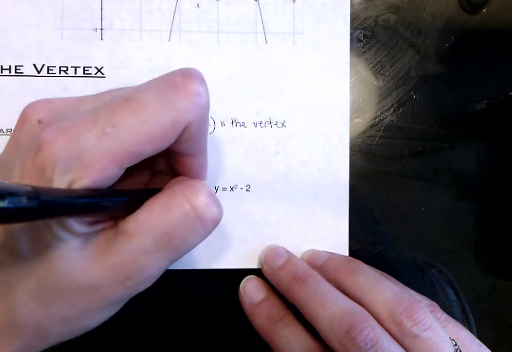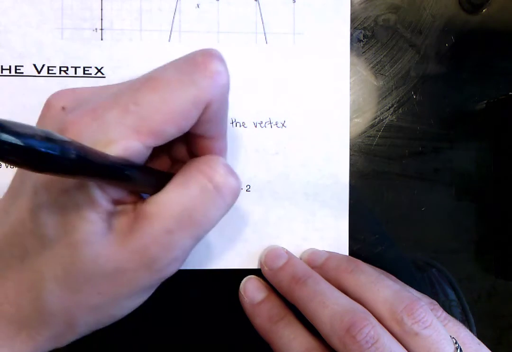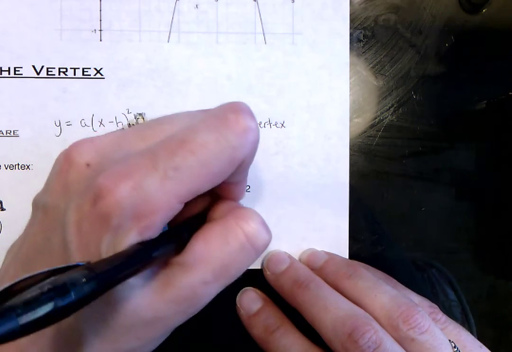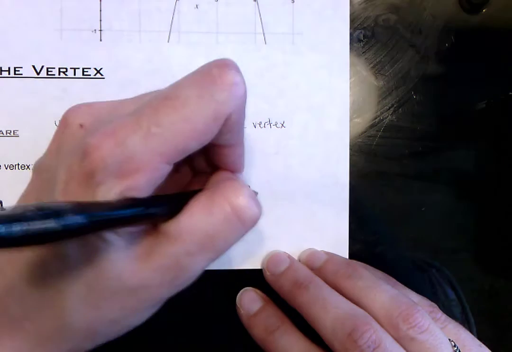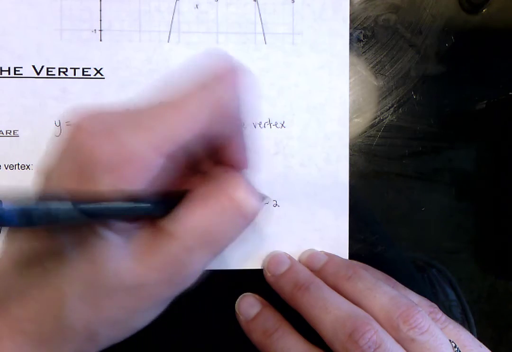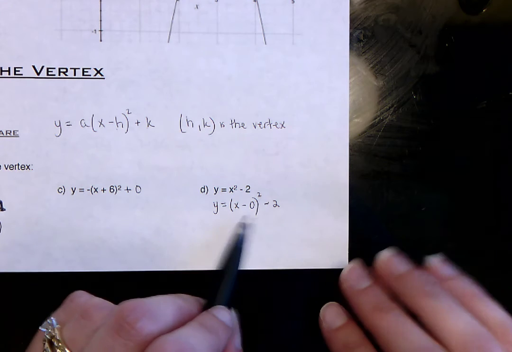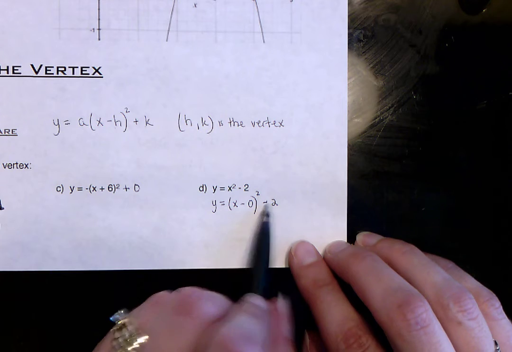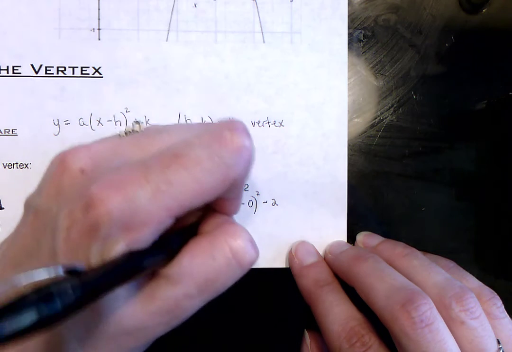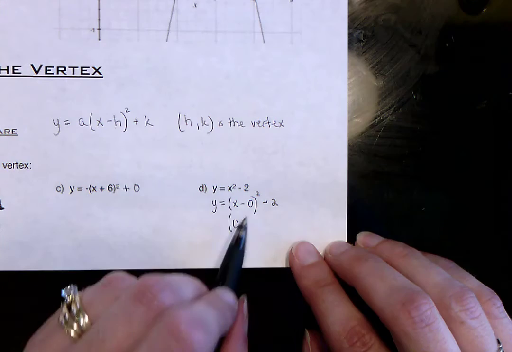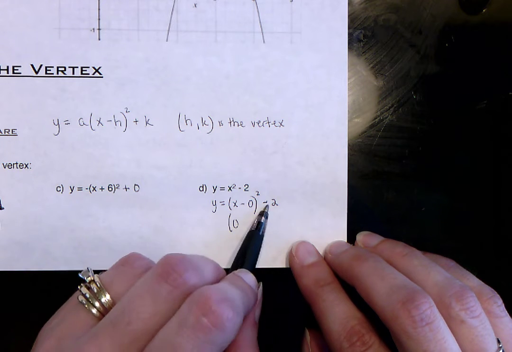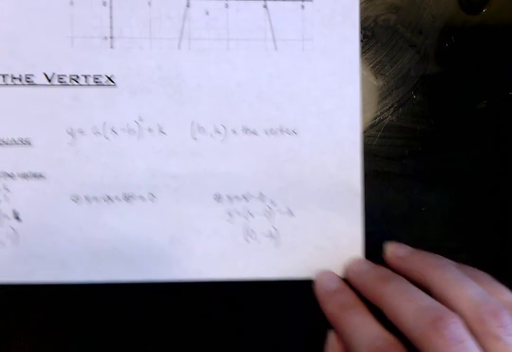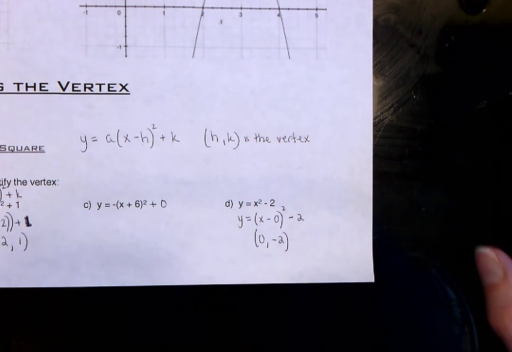And then on this one, you can see the k on the outside, but the h is missing. And again, that just means that it's a 0. So you can put it in parentheses and say x minus 0 squared minus 2. Then you can clearly see the h is 0, and on this one k is actually a negative 2. So h is 0, k is negative 2, so that's the vertex on that one. Okay, so that's what you have to do for this step. You only have a couple to do on your own.